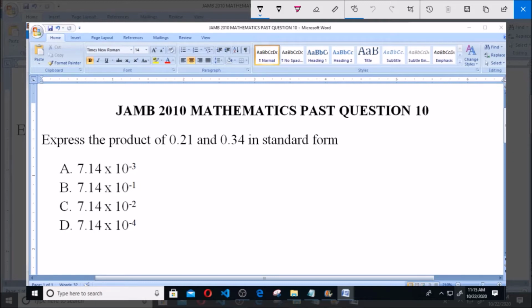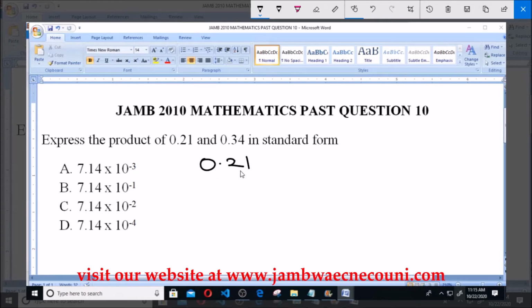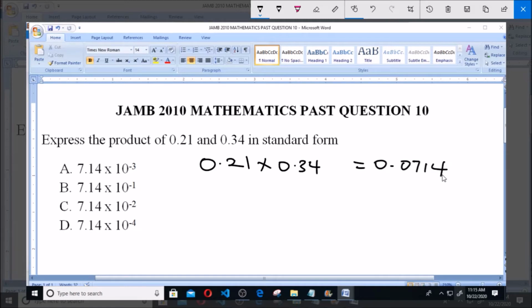Now to express this product of 0.21 and 0.34 in standard form. Now 0.21 multiplied by 0.34 will give 0.0714. Now 0.0714 in standard form. Standard form is just a way of writing small numbers or large numbers in a simplest form.